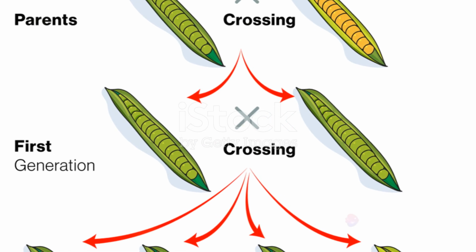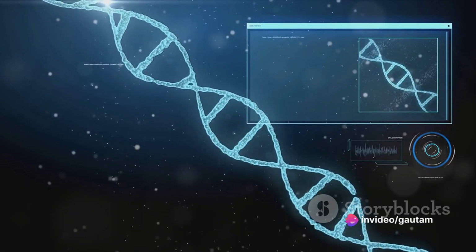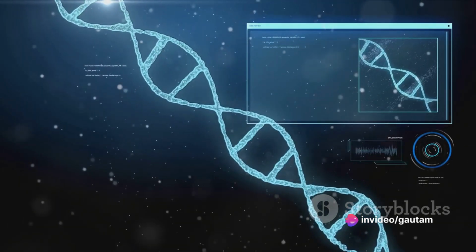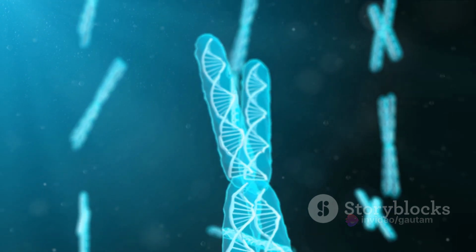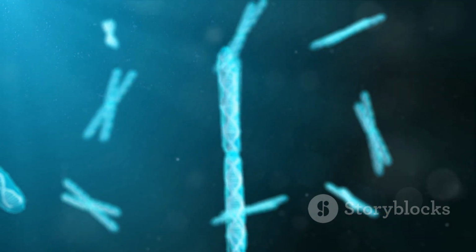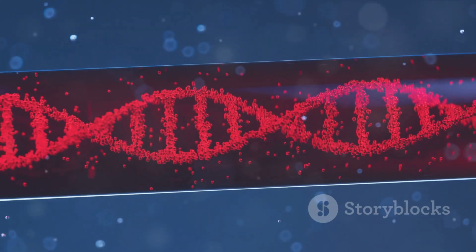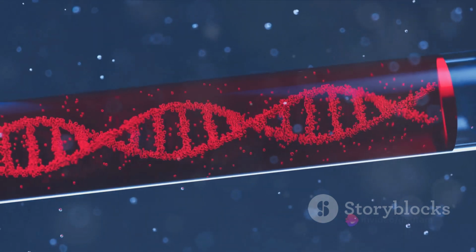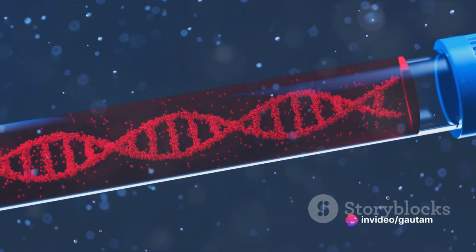The second law Mendel proposed is the law of independent assortment. It states that the alleles for different traits sort into reproductive cells independently of one another. Think of it as rolling a pair of dice. The outcome of one roll does not affect the outcome of the next roll. Similarly, the way alleles for one trait segregate does not influence how alleles for another trait segregate.